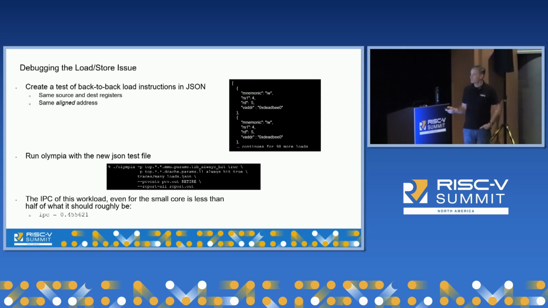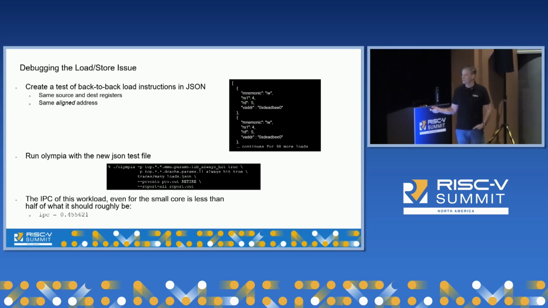In the JSON test, I just have a simple load with an address offset off of 4, writing to 5, and with the V-adder aligned, that's critical, aligned to 0. So here's one load, here's the second load, and I just copy pasted this 98 more times. So I have 100 loads in a row. And then I ran that on Olympia.